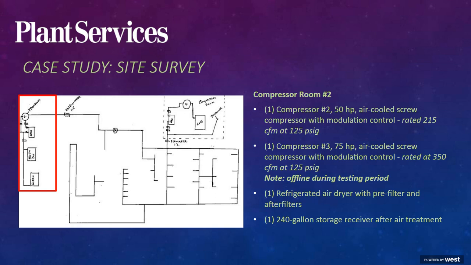Room 2 had two rotary screw air compressors, one 50 horsepower and one 75 horsepower. While both were operating in modulation control, compressor 3 was actually offline during the testing period. And we gloss over the ratings of the refrigerated dryer and filtration, but you want to evaluate the rated conditions of this equipment versus your actual conditions, as this could also explain why your air quality may be compromised downstream.